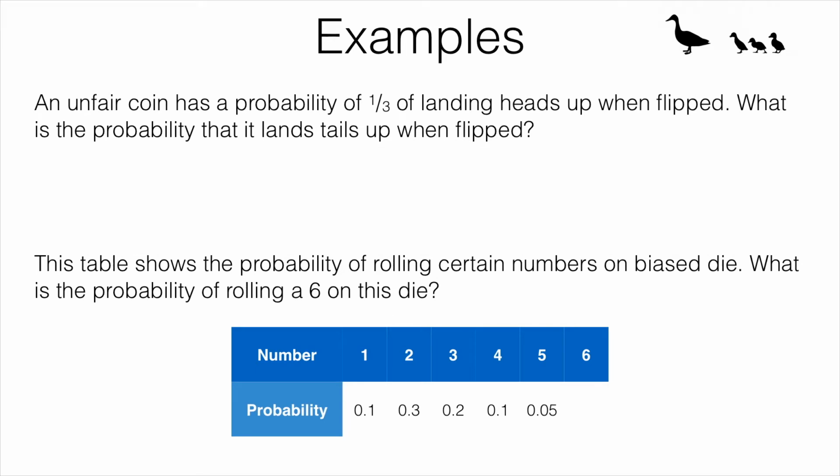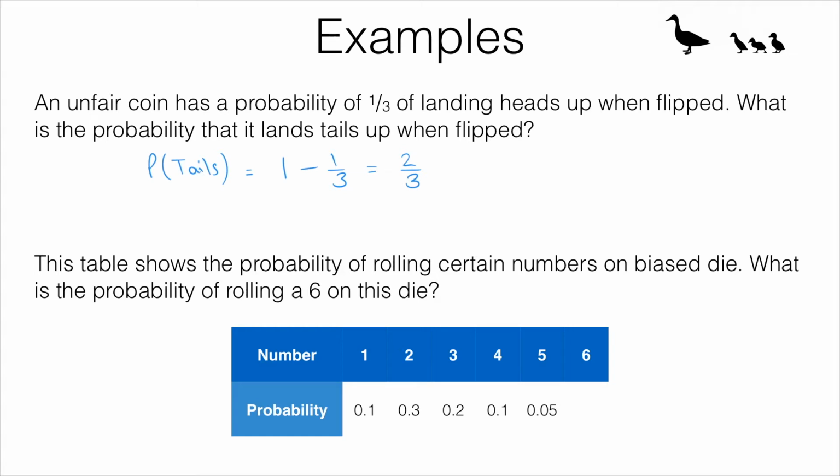In this case, there are 2 possible outcomes when flipping the coin, heads and tails. The probabilities of those 2 outcomes needs to add up to 1. This probability is 1/3, so what do we need to add on to that to make it a 1? The answer is 2/3, which you could work out by doing 1 minus 1/3 to get 2/3. So the probability of tails is 2/3.